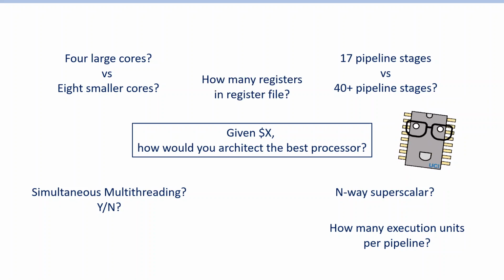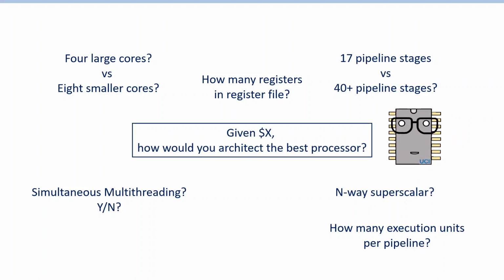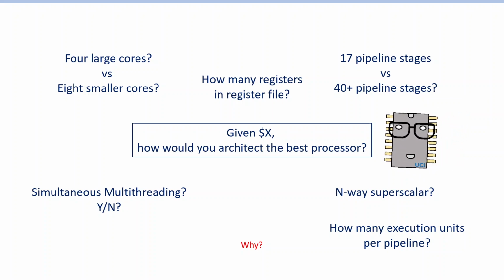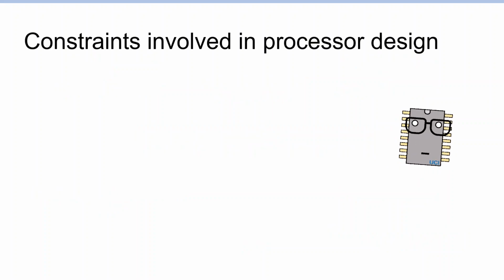Other questions could include things like how many registers would you want in a register file? And the big question underpinning all of these decisions would be why? Can we reason about these? The answer to the why, in most of these questions I posed here, in fact involves the constraints involved in processor design.